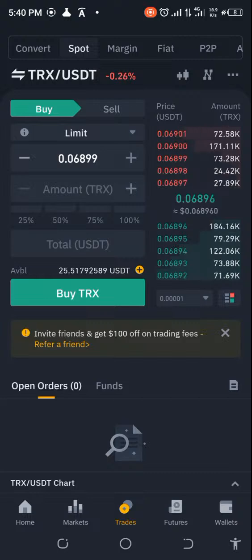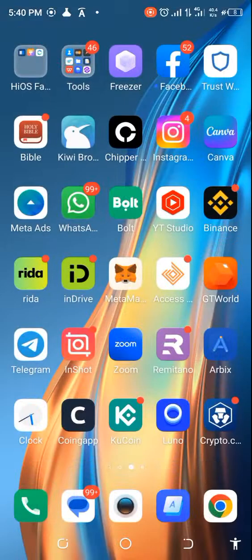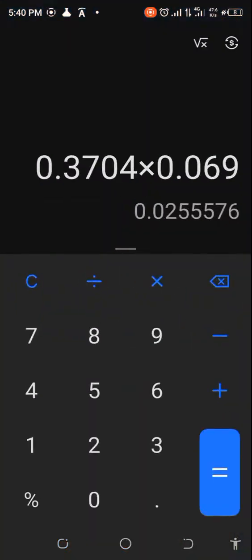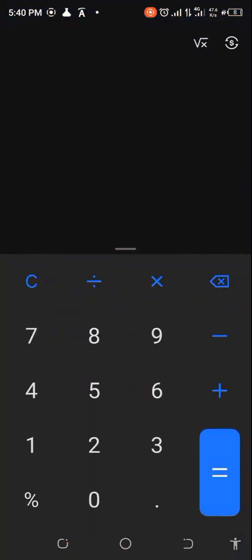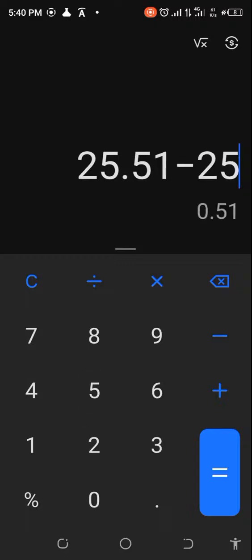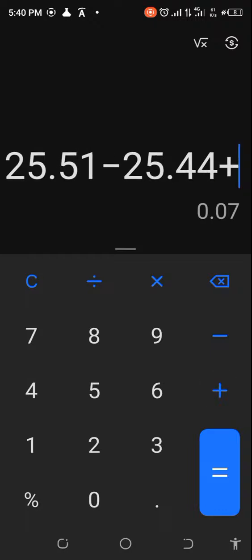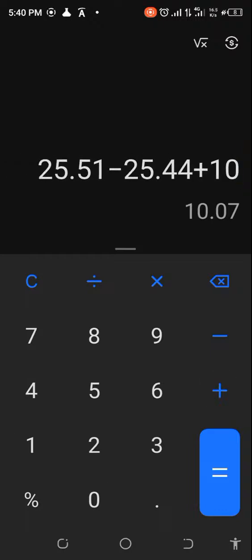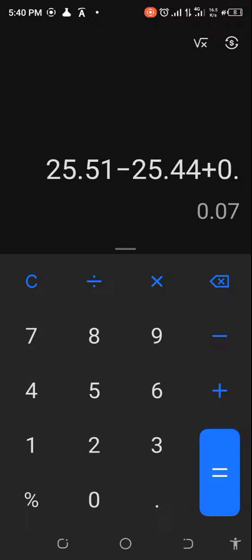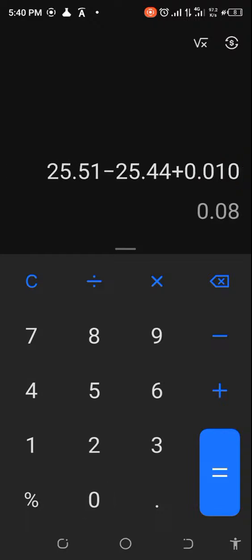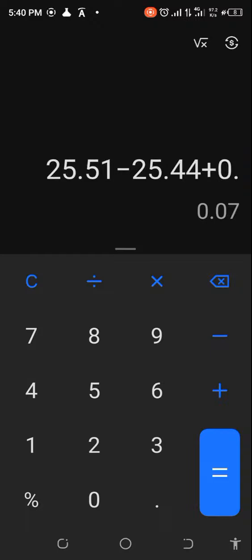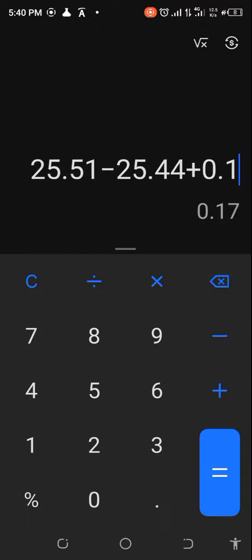So what was our profit supposed to have been? Let's check that again. 25.51 minus 25.44 is 7 cents, so we will now include plus 10 cents. It would have been 17 cents, right?